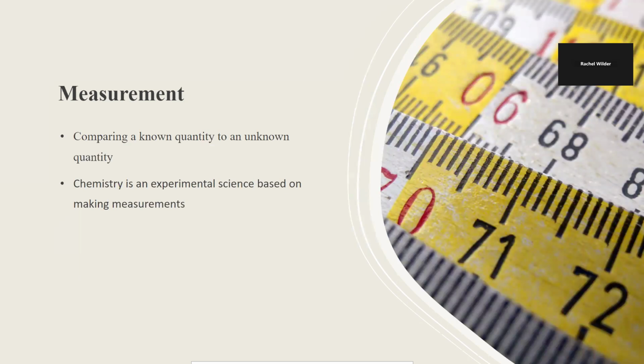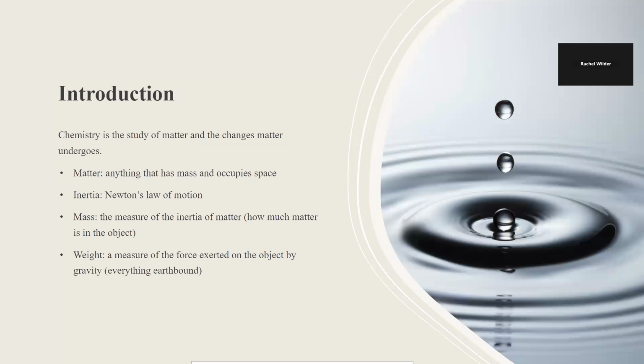As we study chemistry, we'll talk a lot about measurements. The way that we make measurements is comparing a known quantity to an unknown quantity. So chemistry is an experimental science based on comparing things and measuring things. Chemistry is the study of matter, anything that has mass and occupies space, and the changes of matter.